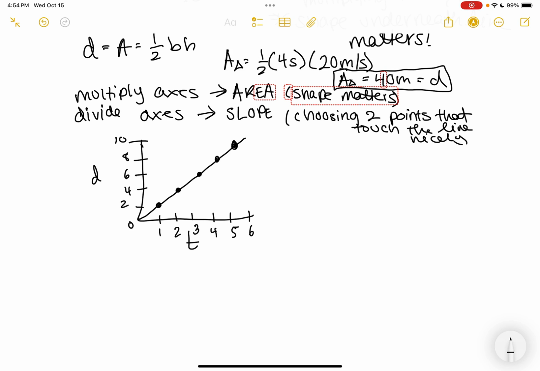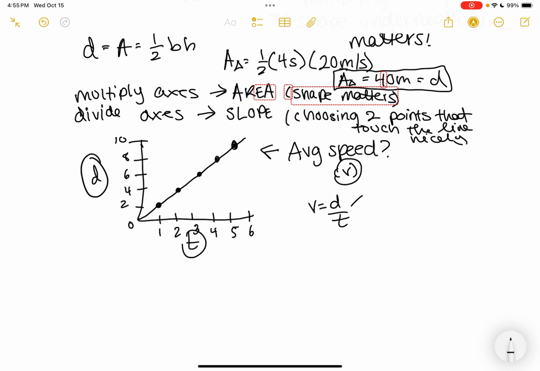So we're going to choose 2. This says, what's the average speed according to this graph? Again, you want to look for a formula that has v, t, and obviously the letter v. So we have v is equal to d over t. We see this operation, division, and we know right away.